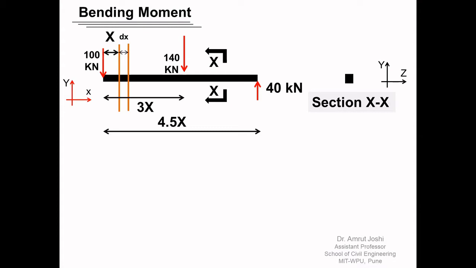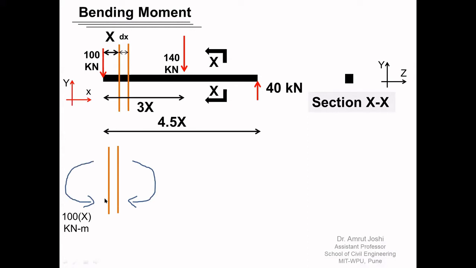And I am now going to do an exercise. I am going to take moment of all the forces on left hand side of this cross section. To know what is moment of a force, please look at this video. So let us take moment of all the forces on left hand side of this cross section. The only force on left hand side is 100 kilonewton and its moment is going to be 100 times x at this cross section. And as this moment is anti-clockwise in nature, I have shown it as anti-clockwise here.